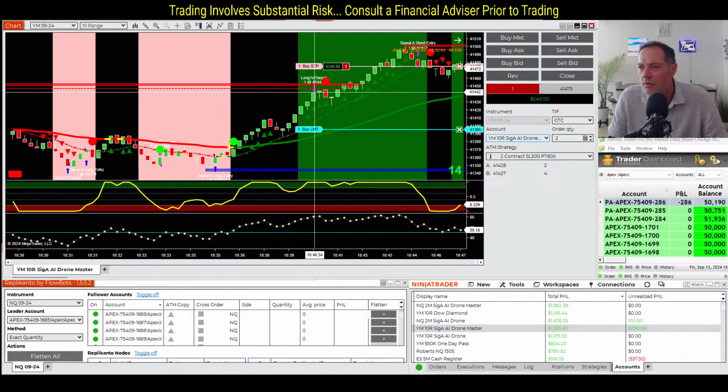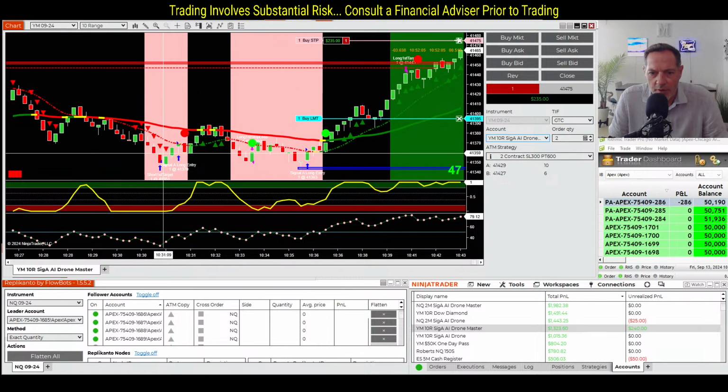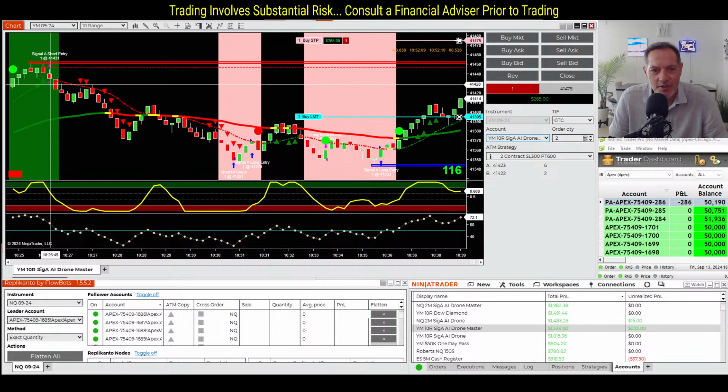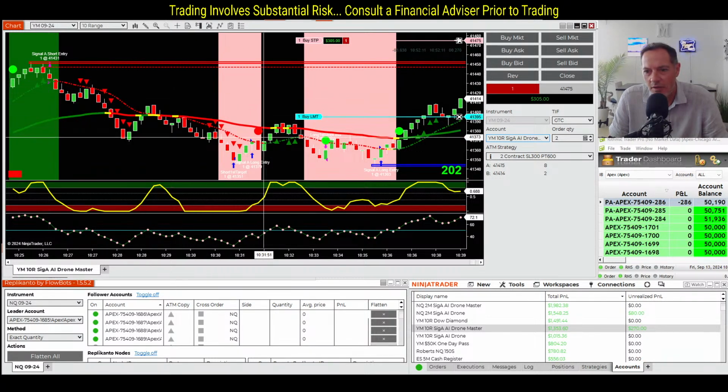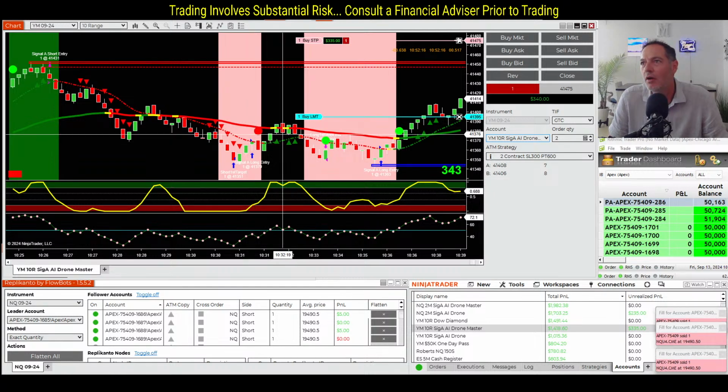It got tripped up here though. Oh no, it got first target. Wow, hit short entry right there. What a gorgeous trade. Short entry hit the target and then popped out with a long.